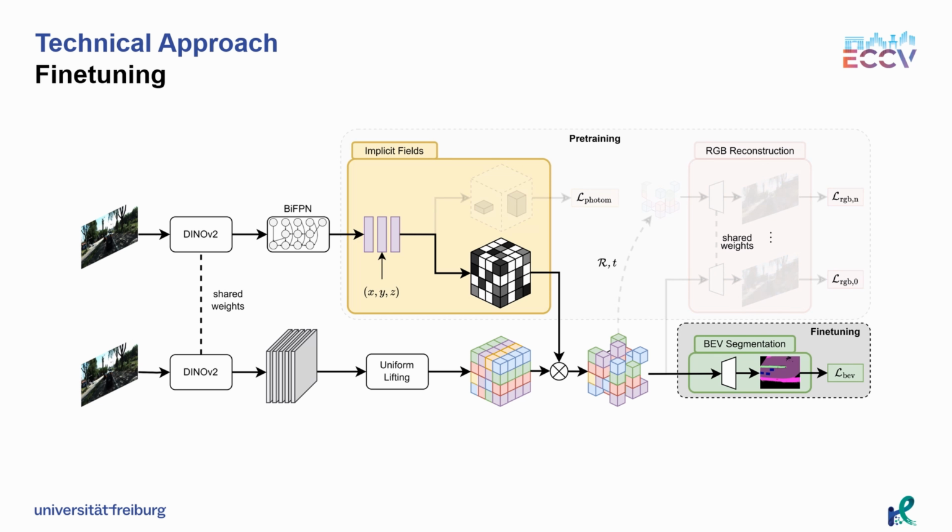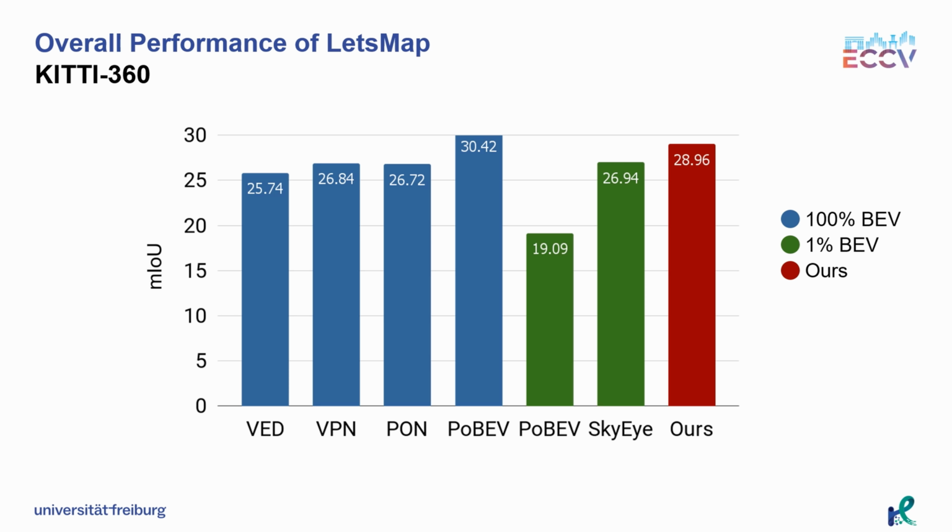Once pre-training is complete, we set up the network for fine-tuning by disabling image masking and discarding the RGB reconstruction head. We fine-tune the network on semantic bird's-eye view mapping by training the model on a fraction of bird's-eye view ground truth labels. We quantitatively evaluate the performance of our unsupervised representation learning framework on the KITTI-360 dataset.